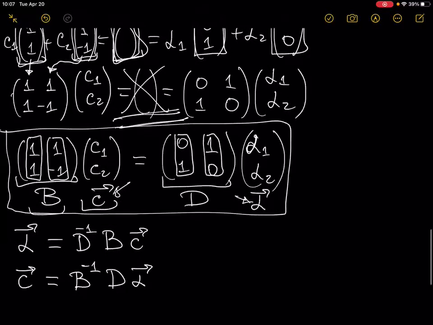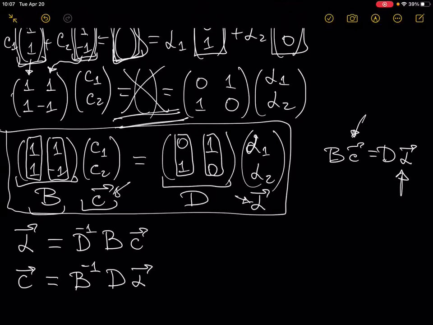And then from this equation, BC equals D alpha, right? So you immediately can get either this or that, multiplying by the corresponding inverse matrix from the left. Is it clear or not?